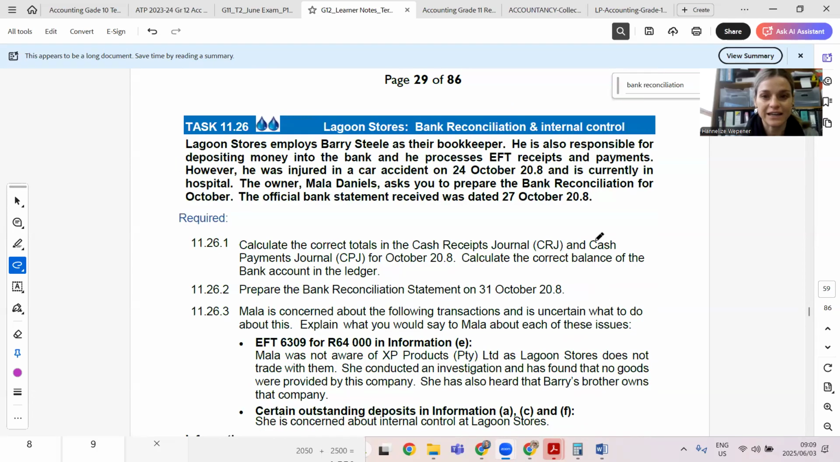We're going to look at another bank reconciliation statement real quick. So we have to do the bank reconciliation for 31 October 2018. And then we also have to calculate the correct balance as per the bank account in the general ledger.